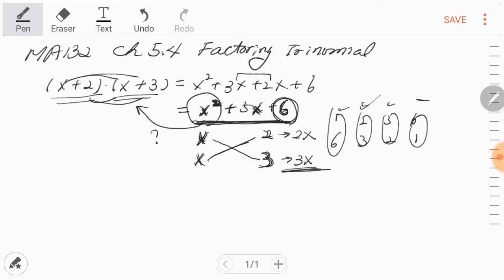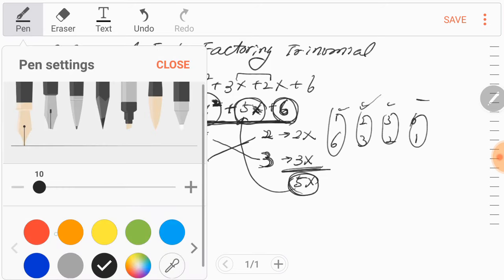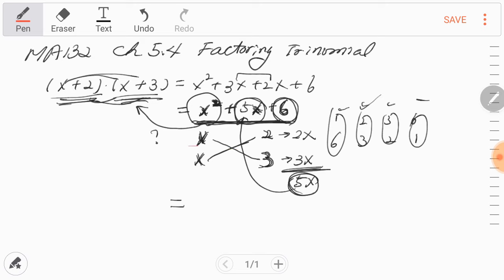The next step is to add these two results. So 2x plus 3x is 5x. Then check if the sum is the same as the middle term. If it is the same as the middle term, then we have found these two binomials. These two binomials are the expression in the first line and the expression in the second line. So the factored form is x plus 2 times x plus 3.